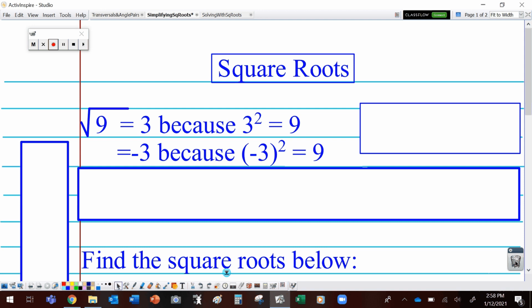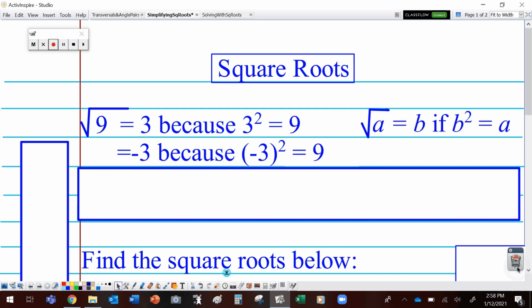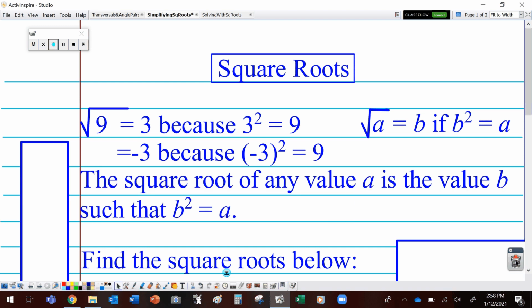So I can take these two and use them to put together a definition of what it means to be a square root. The square root of a is equal to b if b squared equals a. So anything that you can square to get back to what you wanted in the first place. Whatever's underneath that root, if you square this value and you get back what's underneath that root, then that's going to be your square root. Now, if we want to put a proper mathematical definition on it, here we go. The square root of any number or value a is the value b, such that b squared equals a.